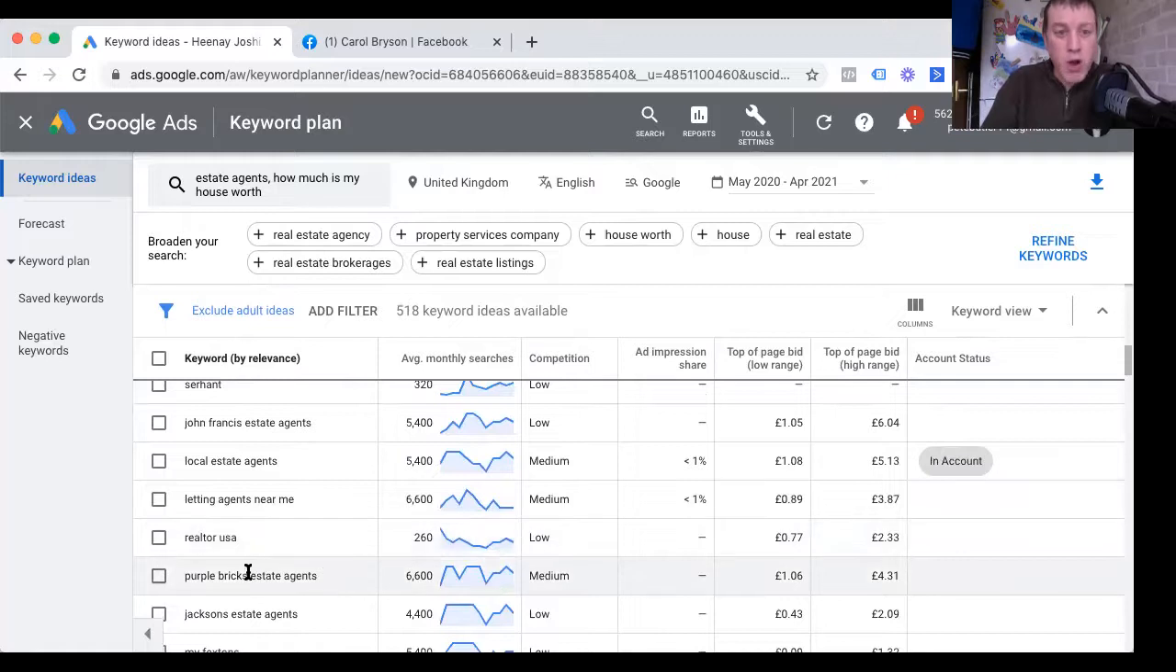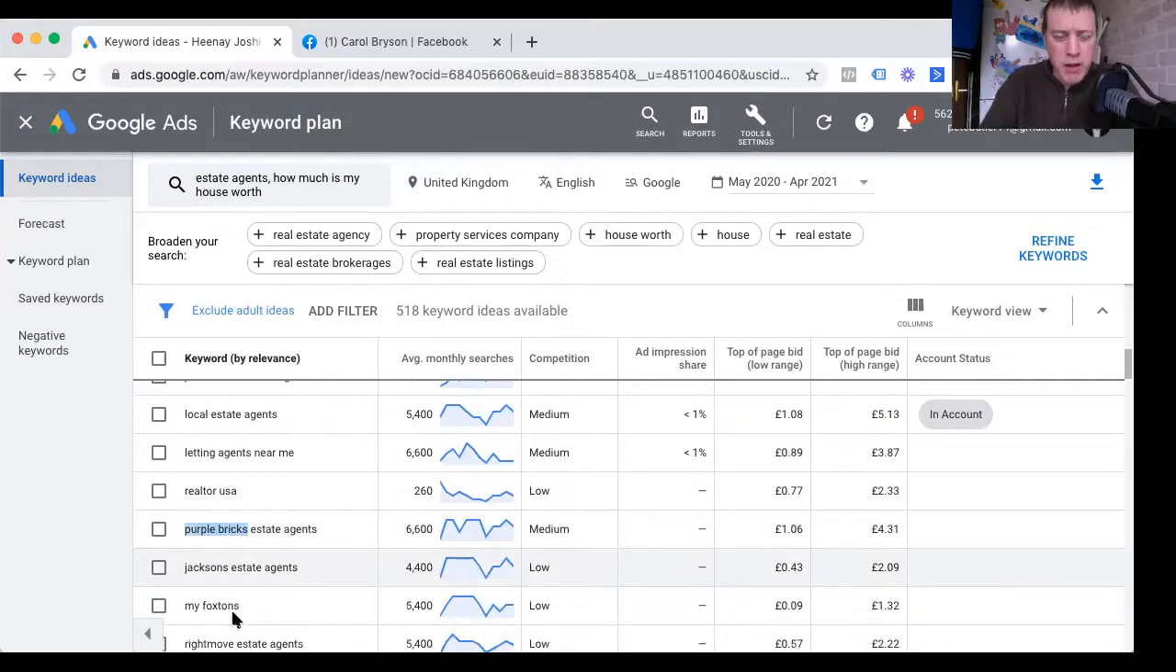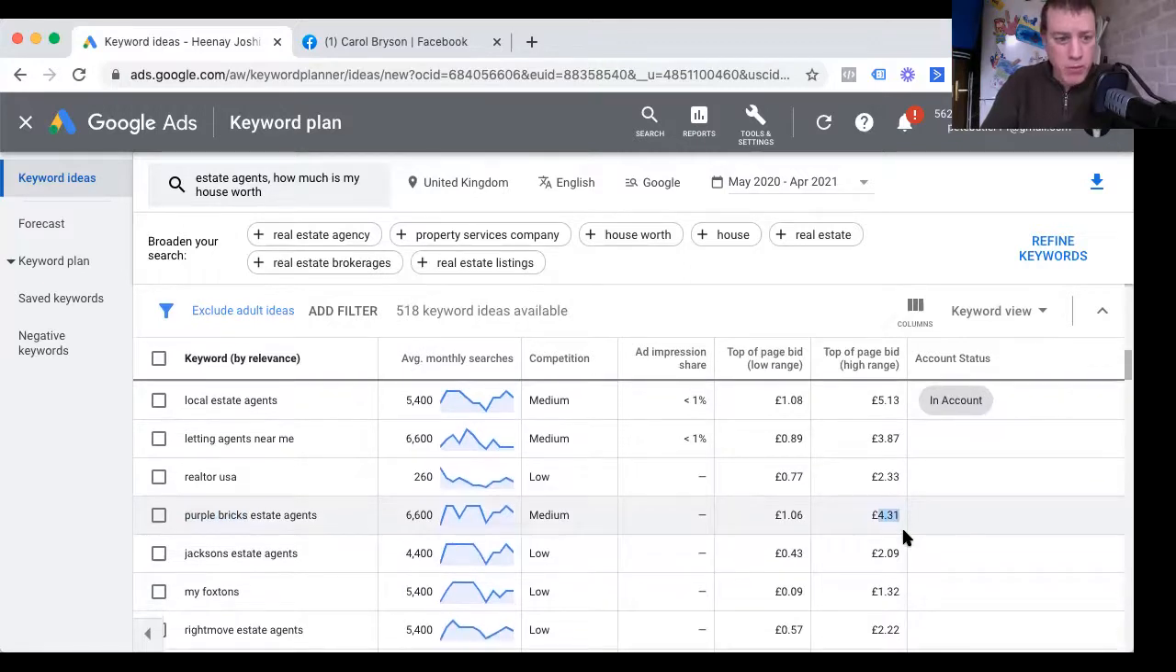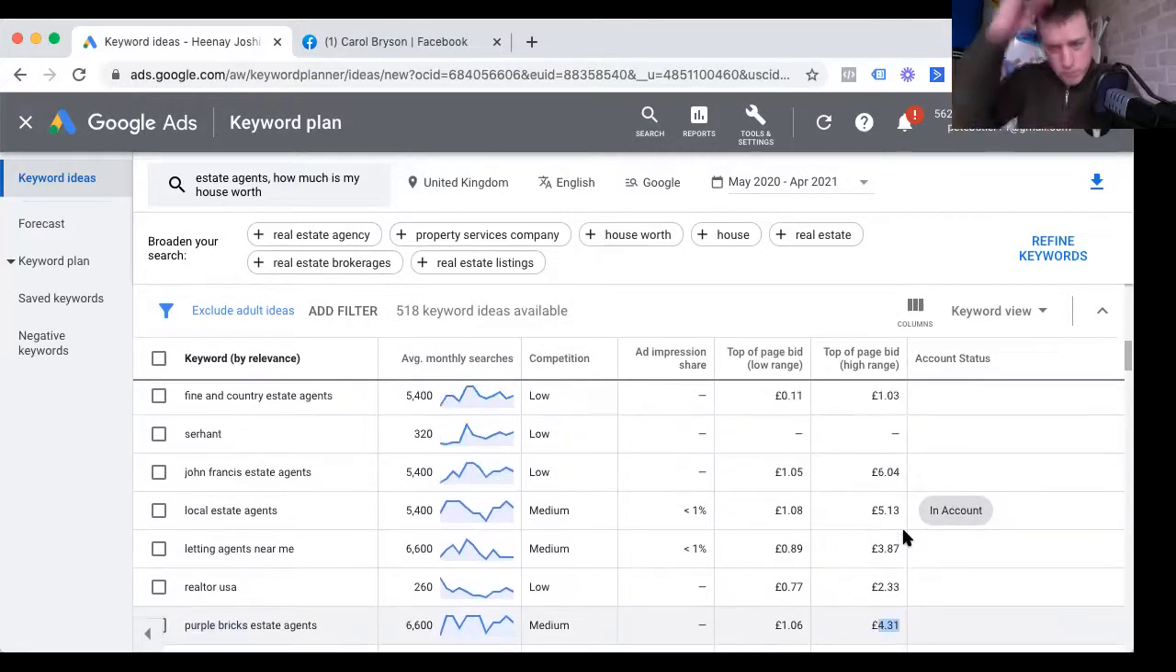I always, going on about brand, by the way, I always use negative keywords against Purple Bricks and Jacksons and brand keywords, because we don't want to pay £4 for a click that's going to cost us £4 for an estate agent, because we're not Purple Bricks and we're not Jacksons, we're not anyone else, we're not the competition basically.